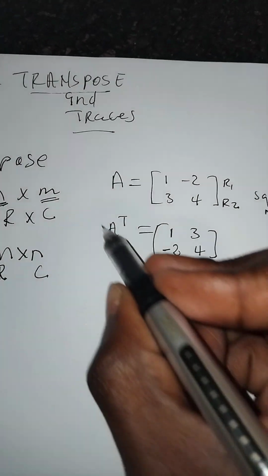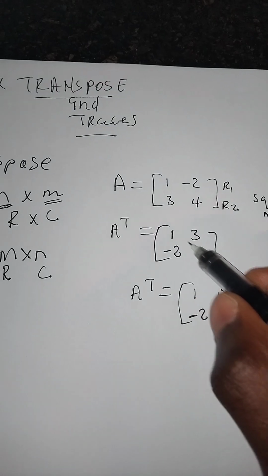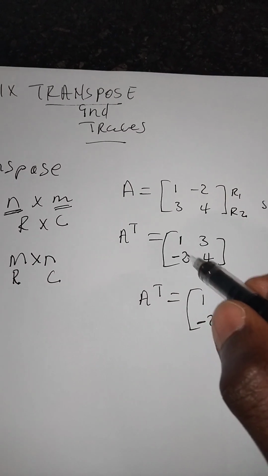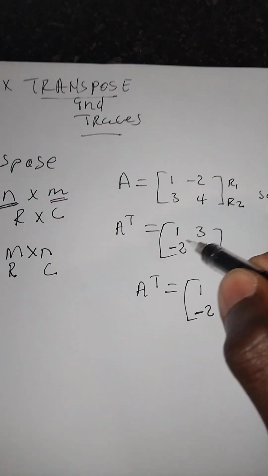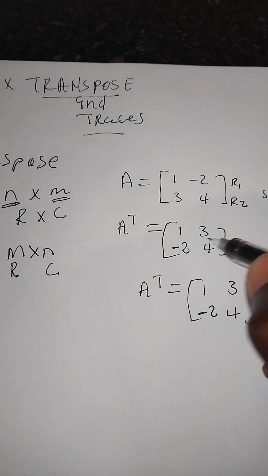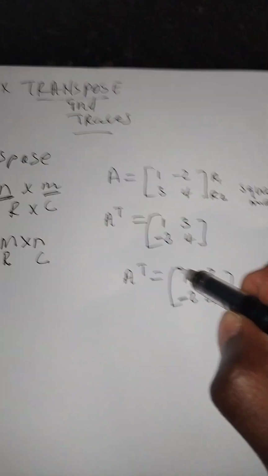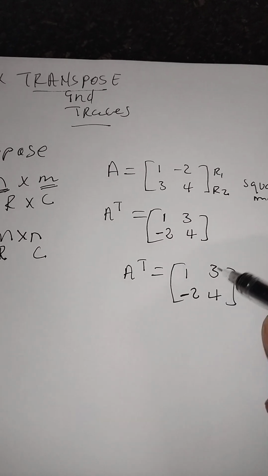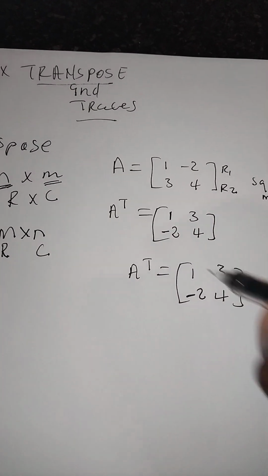When we first did it according to the definition, we saw that the diagonal remained the same. Then what changed is that the entry that was here is now there, and the 3 that was in the bottom entry is now up there. So basically, if it is a square matrix, you can keep the diagonal as it is and swap the corresponding entries across the diagonal, like that.